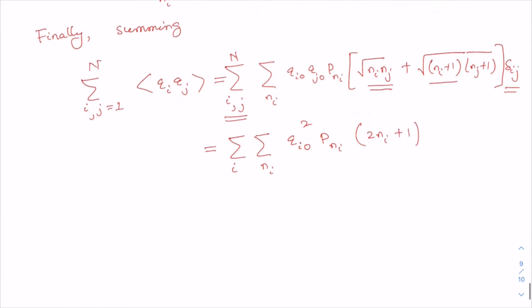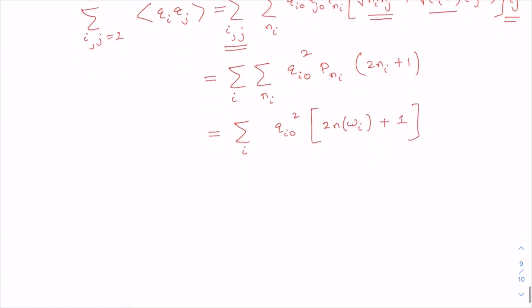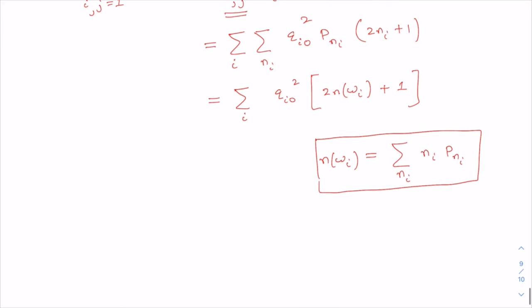This I can further write as summation over i of q_i0 squared, and this would be twice n of omega_i. I'll explain how I'm getting it. So this is what I will have here. This n of omega_i is nothing but the average number of phonons for the ith oscillator, and that is the sum of n_i p(n_i). I think this you can recognize. I have just utilized this one. So this is the expression I get.